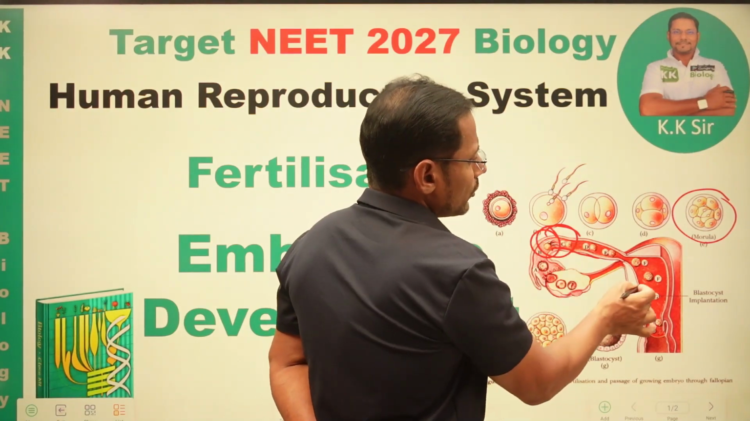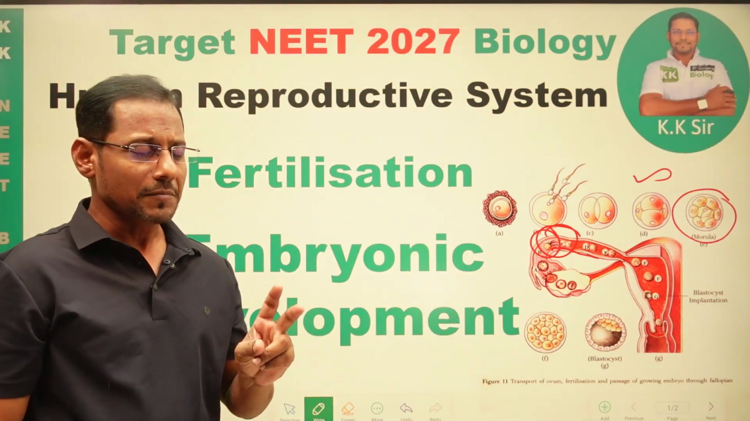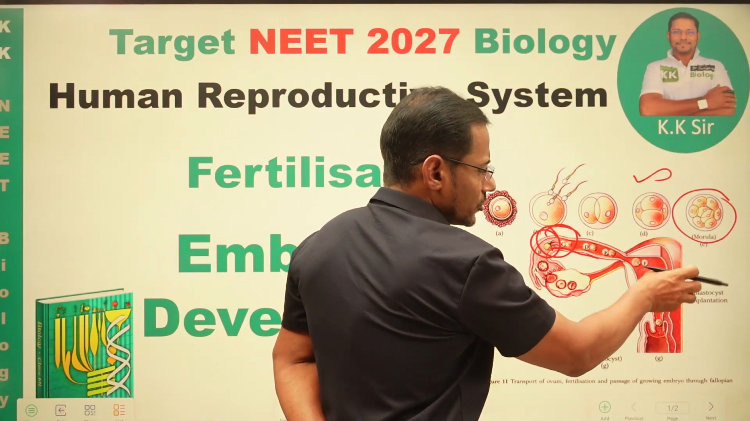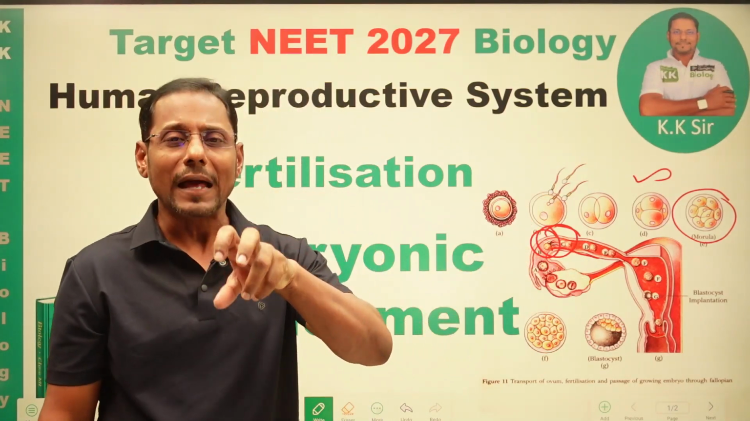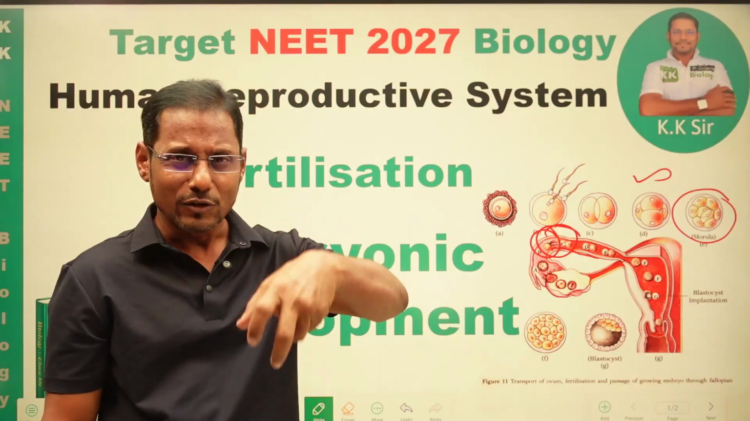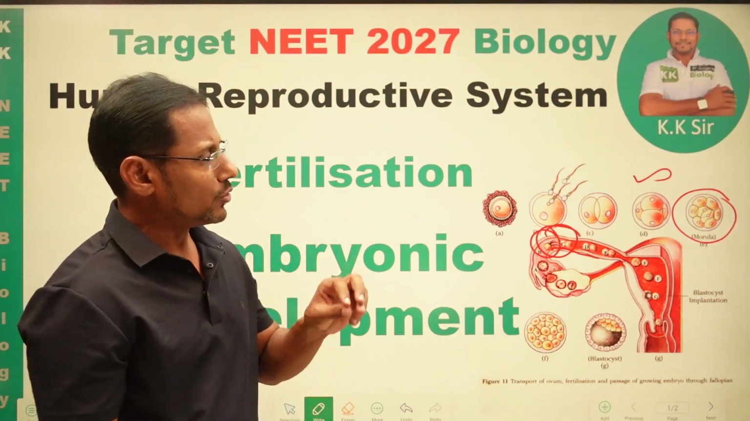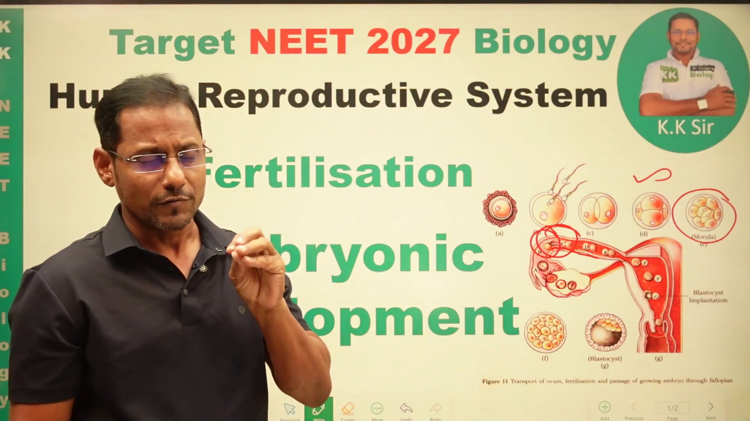When it is moving, the cleavages take place here. Mitotic divisions are taking place here. Now the morula stage is moving towards the uterus through the fallopian tube, mind it. After reaching there, it's going to implant in the uterine wall, or the endometrium. But you have to check one thing. You have to observe each and every diagram very carefully.